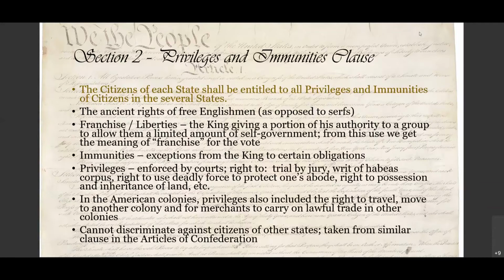So we have to go back to the ancient rights of free Englishmen, because this comes from common law in England. And the rights that were started with the Magna Carta in 1215 and developed over time, over many centuries in England, became known as these privileges and immunities. So free Englishmen as opposed to serfs who kind of belonged to the manor that they lived on.